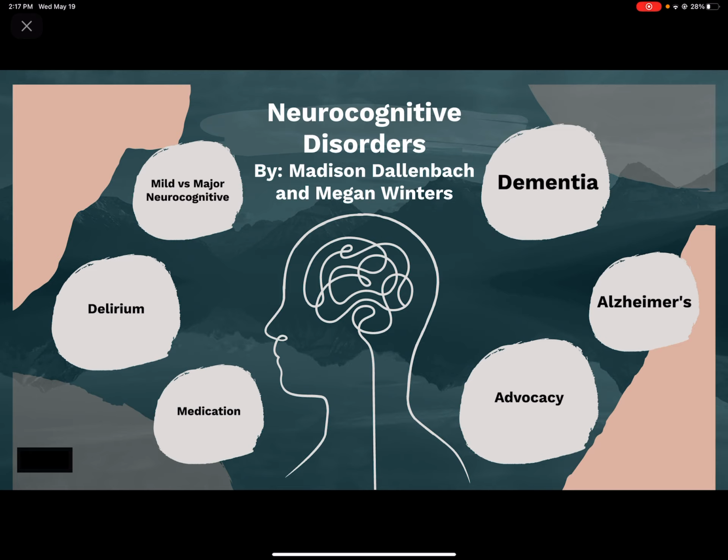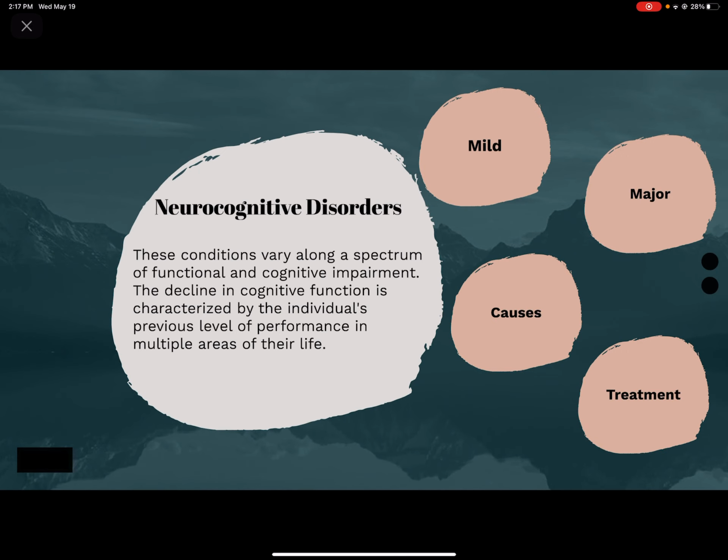Today we're going to be discussing neurocognitive disorders and the array of underlying disorders that go with it. First, we're going to start with mild versus major cognitive disorders. Both of these disorders really exist along a spectrum of functional and cognitive impairment. And the decline in cognitive function is characterized by the individual's previous level of performance and function within their life.